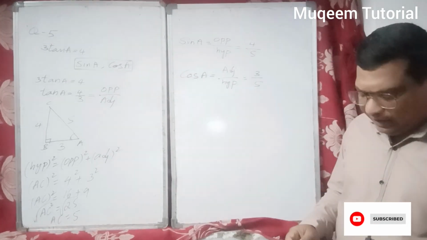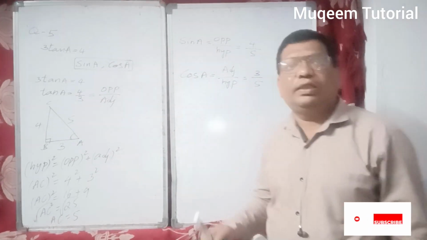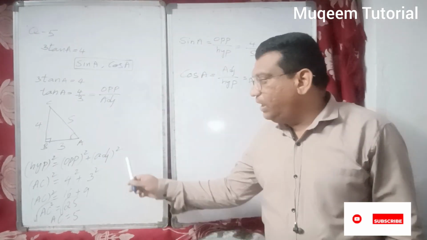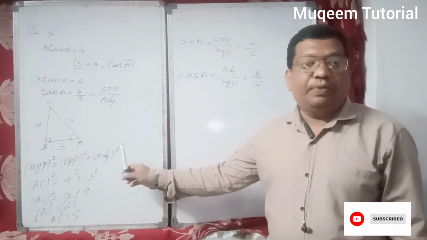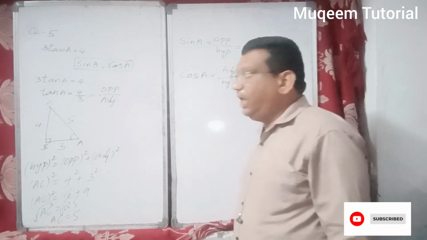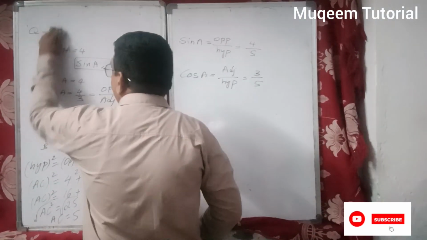So like that, if you know the ratios, easily you can find all the answers. Only this Pythagoras formula you have to remember. Okay, the next question is question number 6. We will go for it.